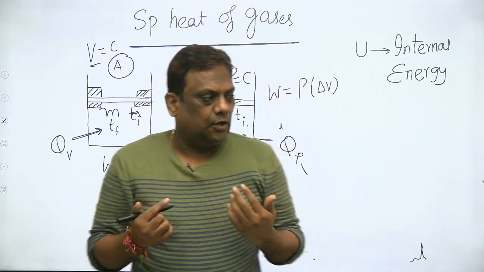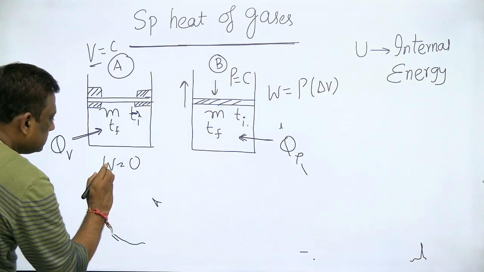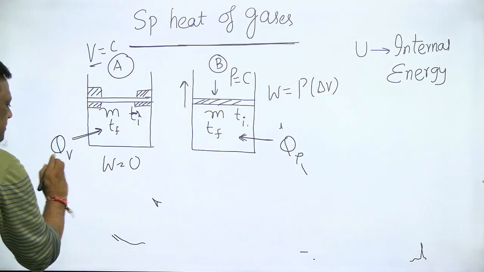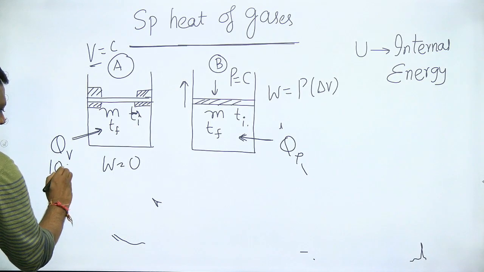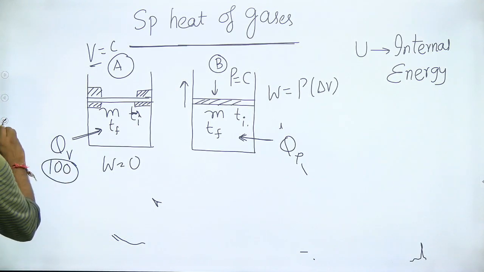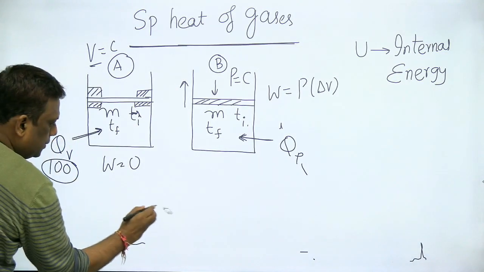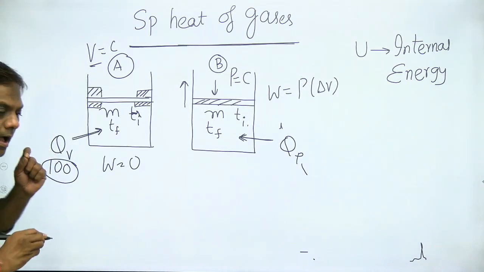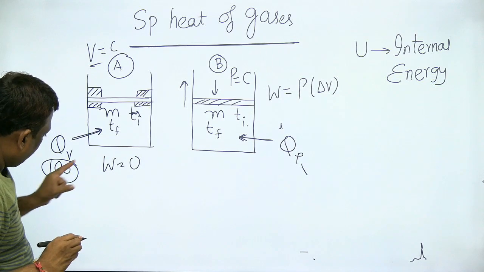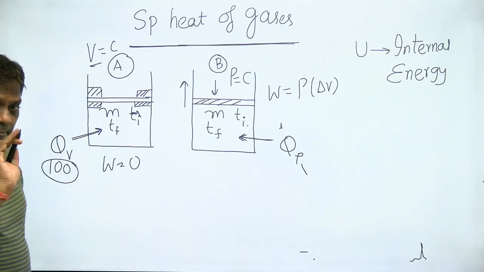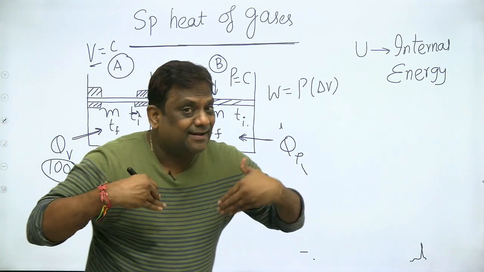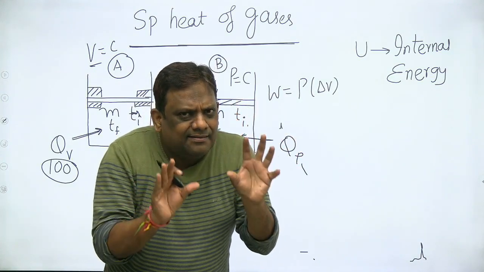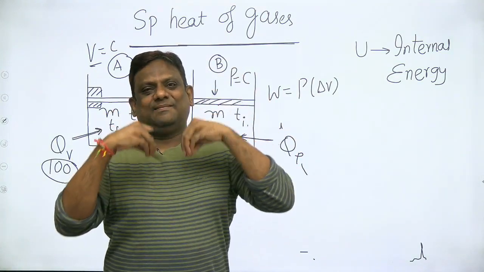That is nature. Chalo. Now let us assume that I am supplying 100 units of heat. Listen carefully. I am supplying 100 units of heat. Observe. And where is that 100 going? It is entirely stored in the system.